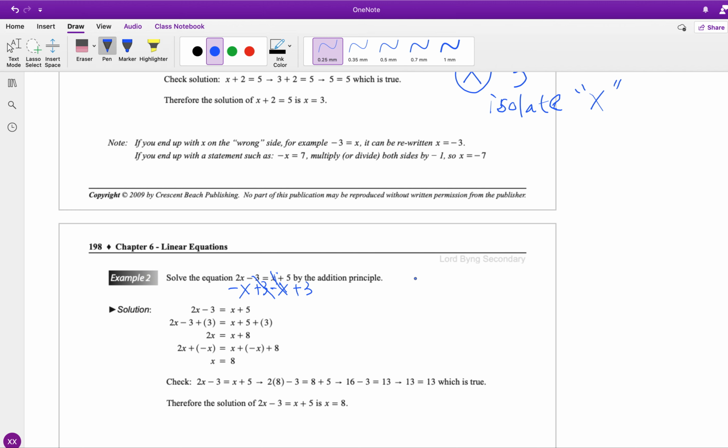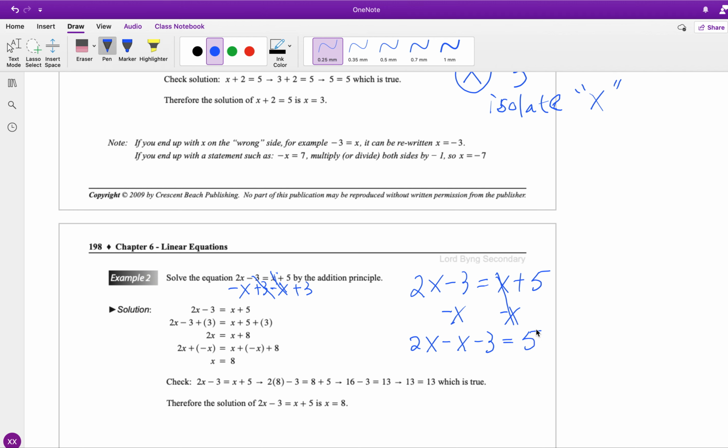So let me just rewrite this. So 2x subtract 3 equals x plus 5. Now in this case, I'm going to move the x by subtracting x. Sorry, I don't need this equal sign here. Sorry, guys. So let's get rid of this equal sign. Okay, so subtract x on this side, then I have to subtract the x on the other side as well. So now this x is gone. So then I have 2x subtract x, subtract 3 equals 5.